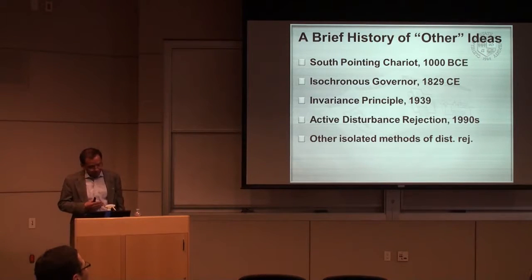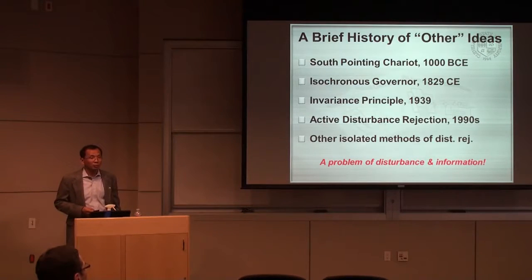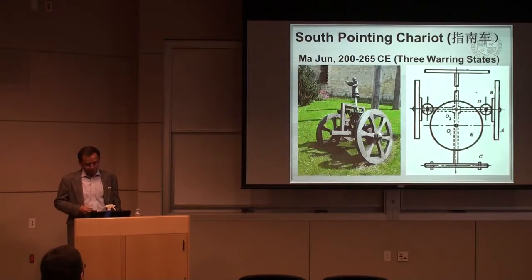So, with that, let's look at a brief history of some other ideas. And that's a long history, right? We're going to look at the south pointing chariot. This is mentioned in the history of China, going back thousands of years. And we're going to look at Poncelet's governor, the Soviet Union invariance principle, active disturbance rejection, and a bunch of others. But there's an underlying conviction behind all of this, that the problem of control is a problem of disturbance and information. So we'll see that come out in each case.